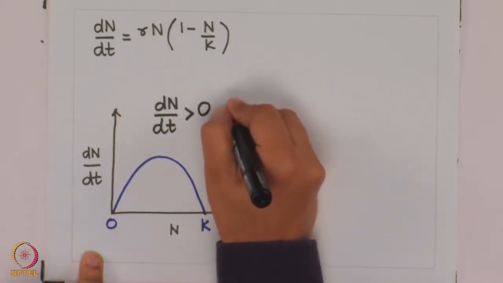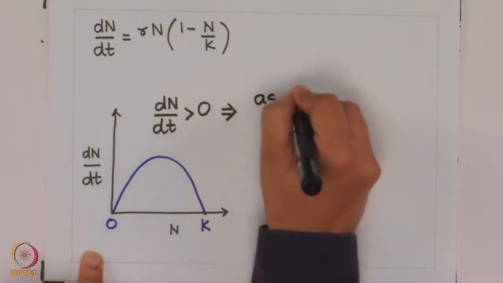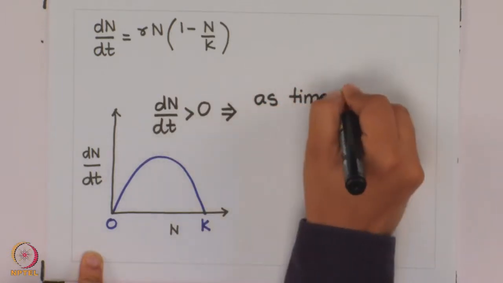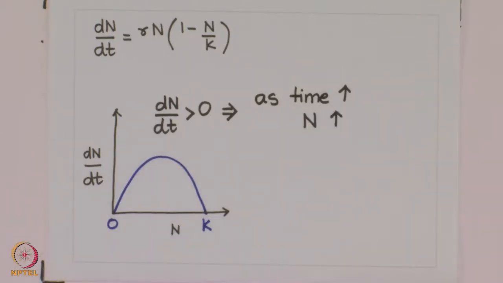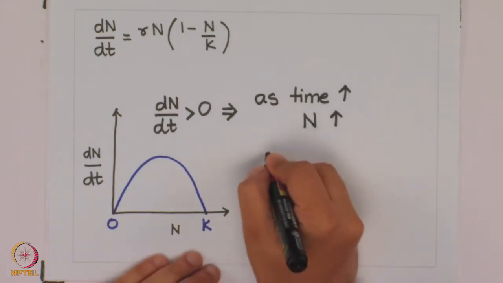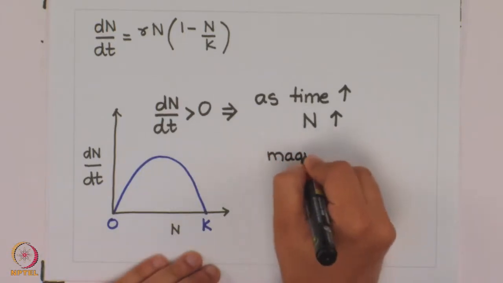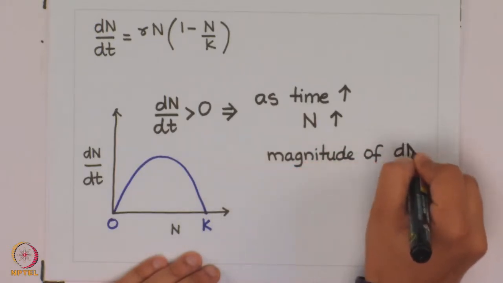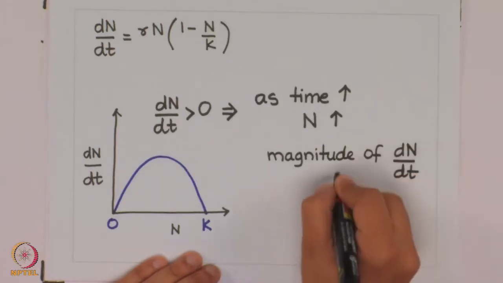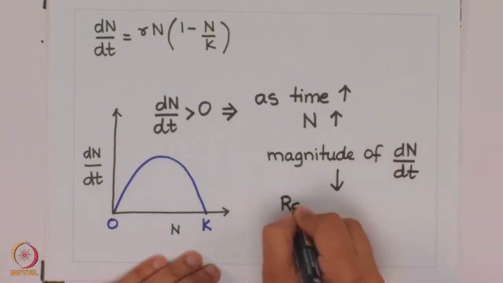What that implies, as we have already seen, is that as time increases, n also increases. But there is one more thing that we should realize, that we have been looking at only the sign associated with dn by dt. Does the magnitude of dn by dt also tell us something? If we look at it, the magnitude of dn by dt tells me about the rate at which this increase is happening.